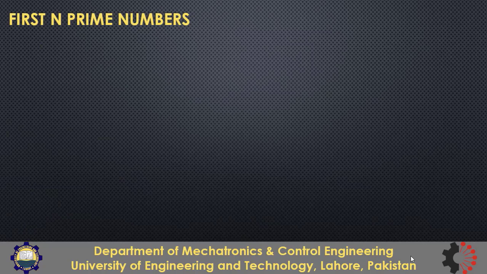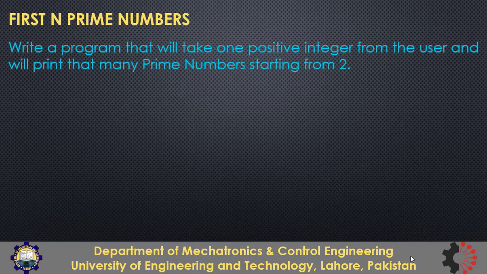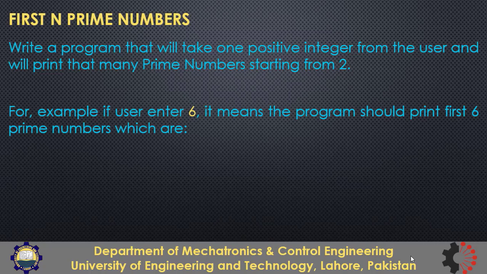Now the next task is finding the first n prime numbers. In this program, you will take one positive integer from the user, and then you have to print that number of prime numbers starting from 2. In the last lesson, we did a task to display the prime numbers till the entered number, but see carefully, this is a different task. For example, if the user enters 6 as the input, it does not mean that you have to display the prime numbers till 6. It actually means that you have to display the first 6 prime numbers, and of course they start from 2. So this should be the output of this program.